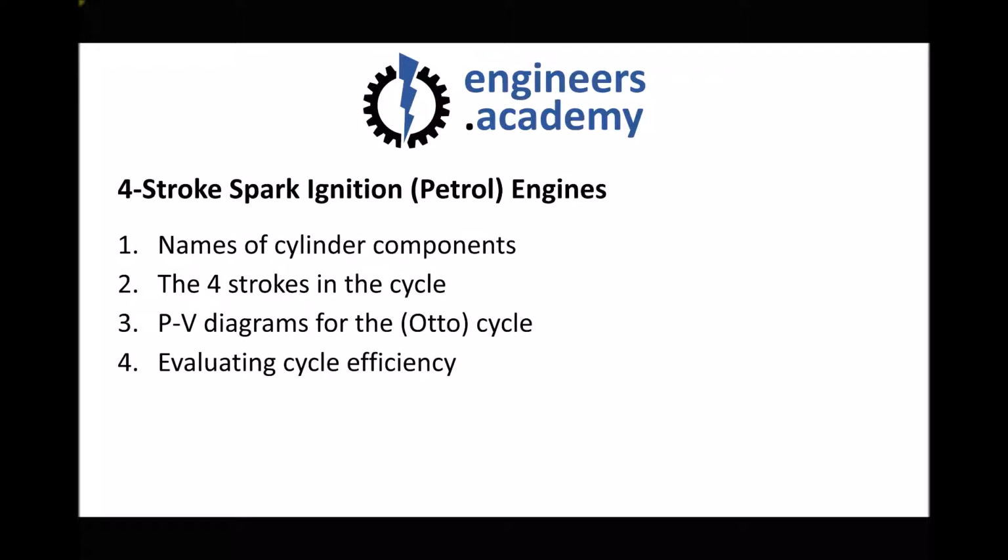So to summarise, in this video, we've looked at the names of the different components within the cylinder. We've discussed the 4 strokes that occur within a 4-stroke spark ignition engine. We've looked at the PV diagrams for the Otto cycle that relate to spark ignition petrol engines. And finally, we've looked at 3 potential different methods for evaluating the efficiency of heat engines and internal combustion engines.